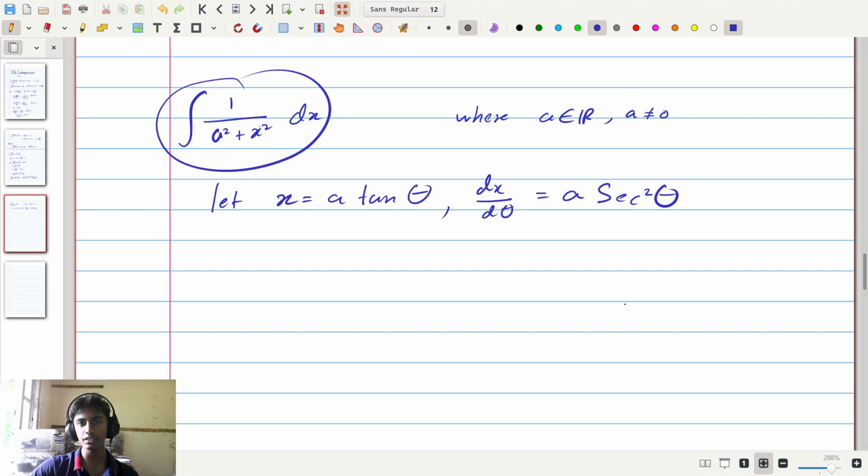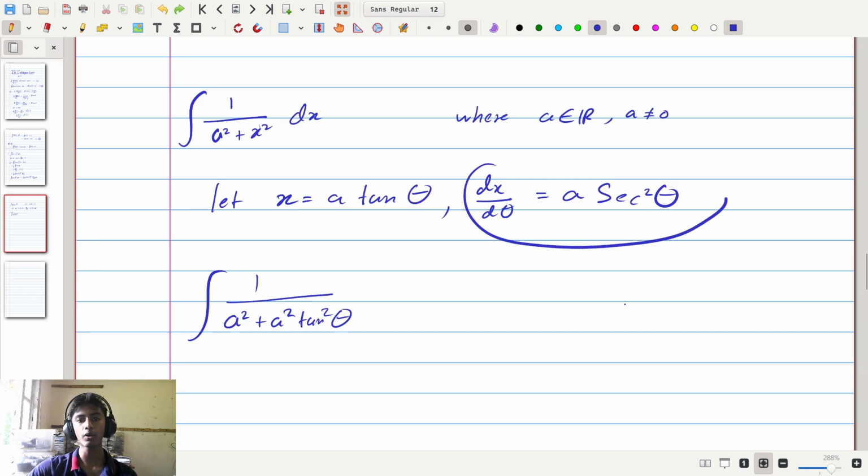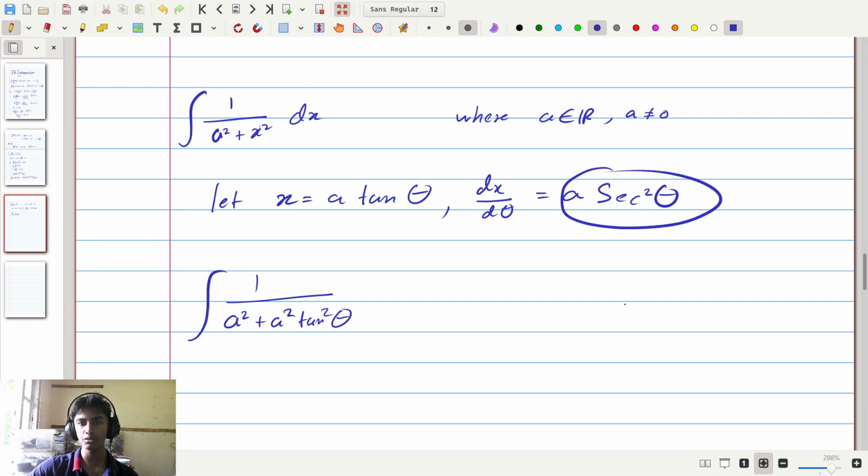Now then, considering this integral here, this is the integral of 1 divided by a squared plus x squared, and we know that since x is equal to a tangent of theta, x squared can be replaced by a squared tangent square of theta. Doing so, we have the integral of a squared plus a squared tangent square of theta, and in our substitution, instead of dx, we write a times the secant square of theta d theta. Therefore, this expression here is the substituted integral that we have. If this original integral was I, this integral here is also equal to I.